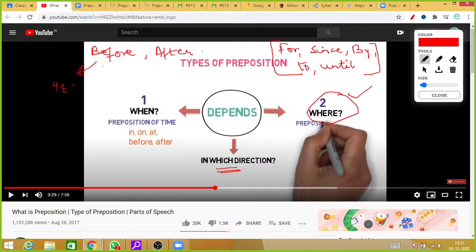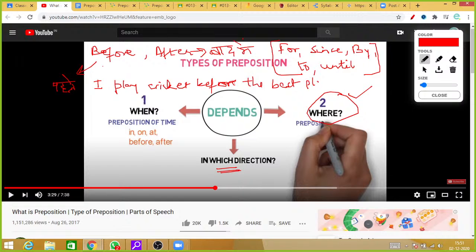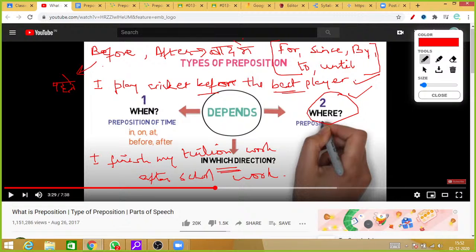No, before. After is later. Okay? After is later. I play cricket before the best player. Okay. Yes, I finish my tuition work after school work. Okay, good. I play cricket before the best player. Okay, this is also okay. So you've understood before and after? Yagini, give me one sentence at least.